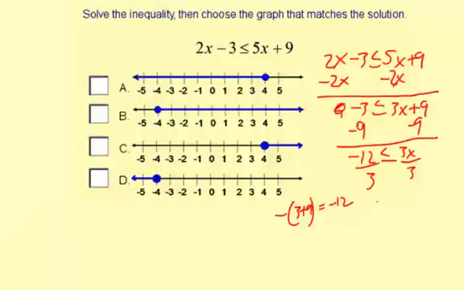So we have negative 12 divided by 3, which is negative 4, less than or equal to 3x divided by 3, which is simply x. So we have negative 4 less than or equal to x.